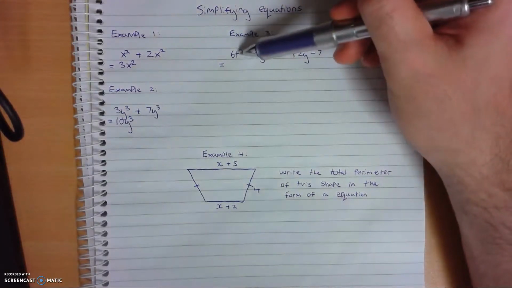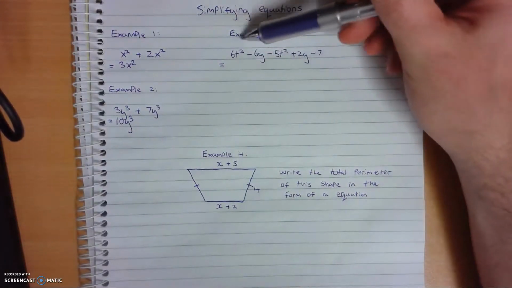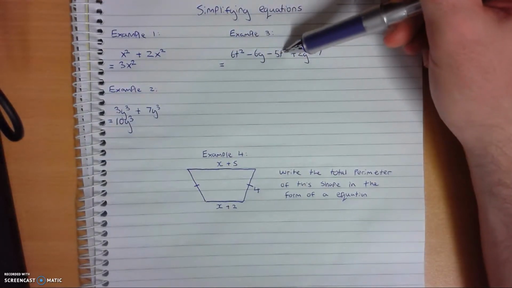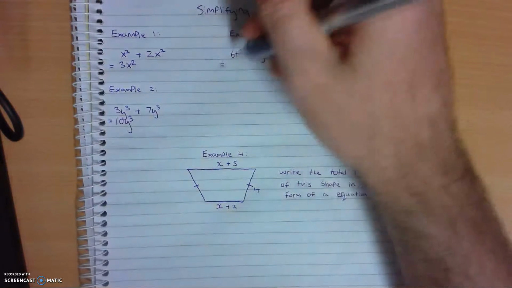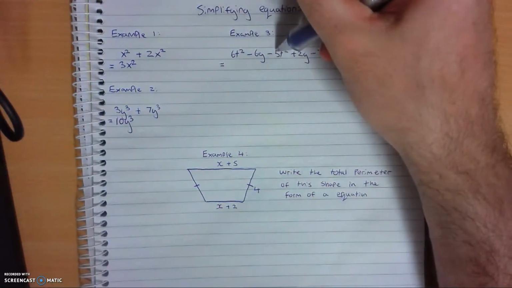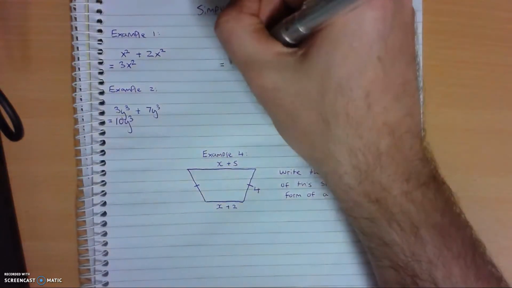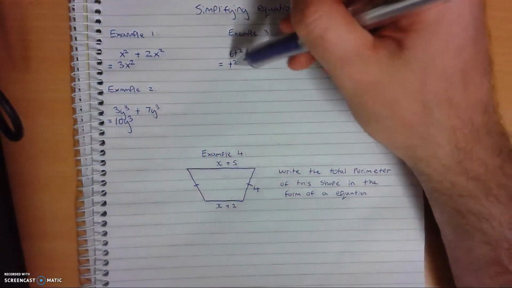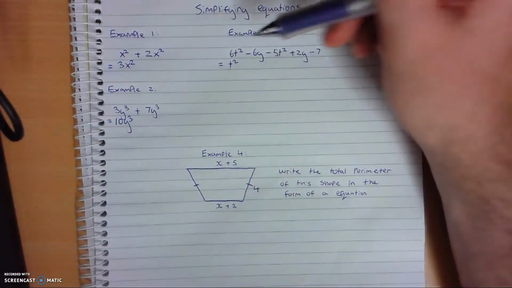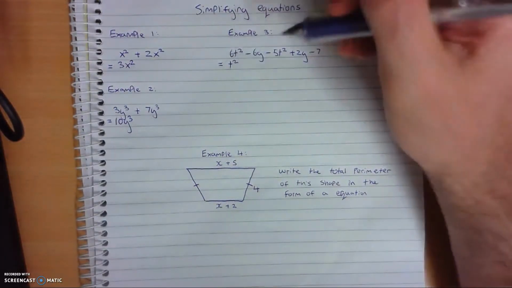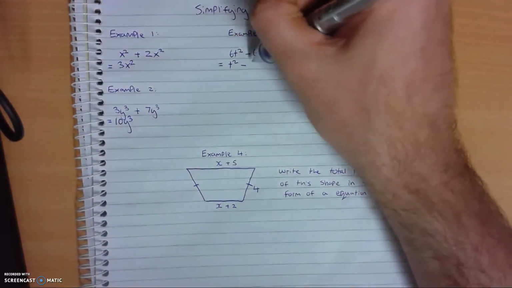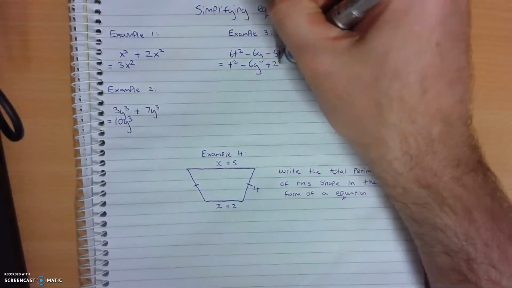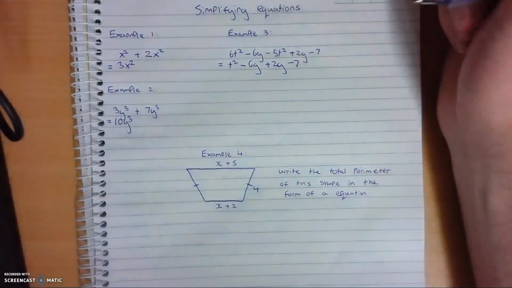All right, so we'll start with the t to the power of 2. So if we have 6t to the power of 2 and we have 5t to the power of 2 over here, I can take 6t to the power of 2 minus 5t to the power of 2, which will just give me t to the power of 2. I don't have to write the 1, because remember, just t by itself means 1t. So t to the power of 2. All right, now I can write out the rest of the equation. Minus 6g plus 2g minus 7.